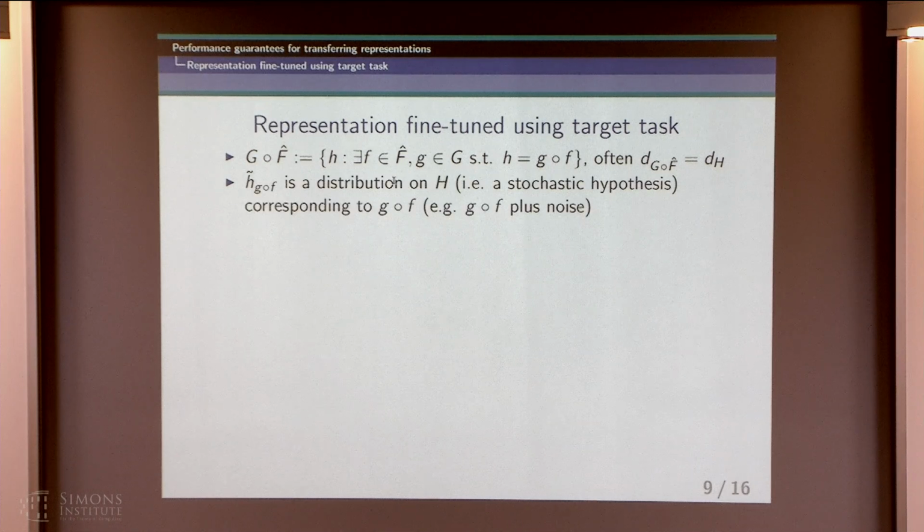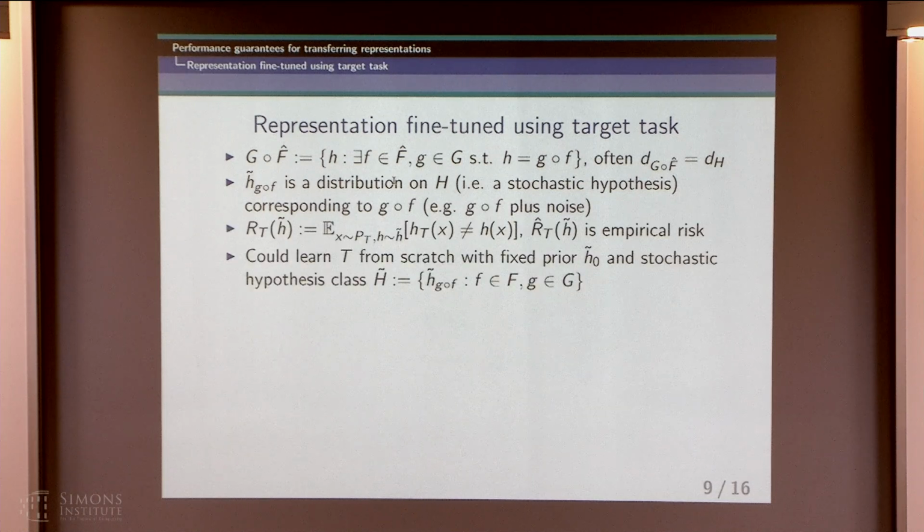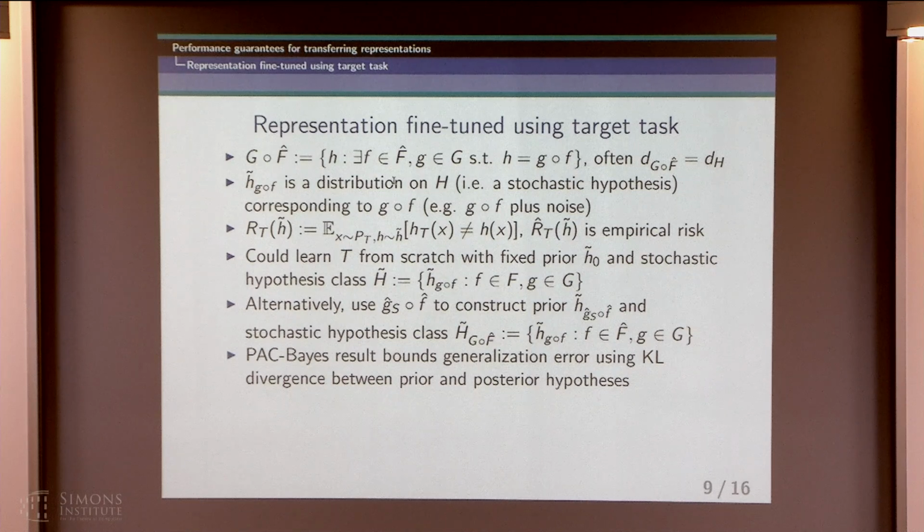So another option would be to start considering stochastic hypotheses. The reason we want to do that is we can apply a PAC-Bayes result, which basically says the generalization performance of a stochastic hypothesis depends on how close it is in terms of KL divergence to a prior hypothesis. And maybe what we can do then is use our source task to construct a prior and a restricted stochastic hypothesis class, and then we can apply one of these PAC-Bayes bounds.